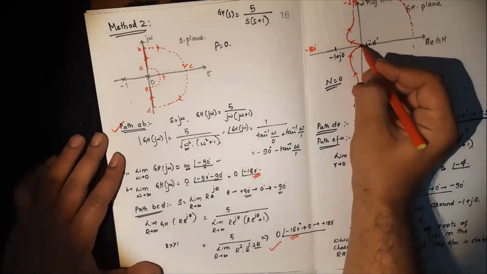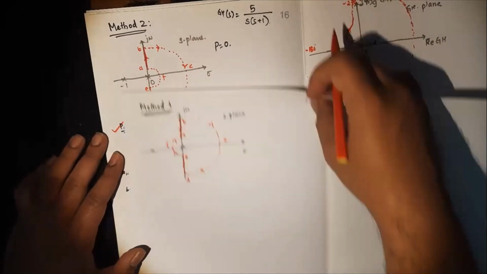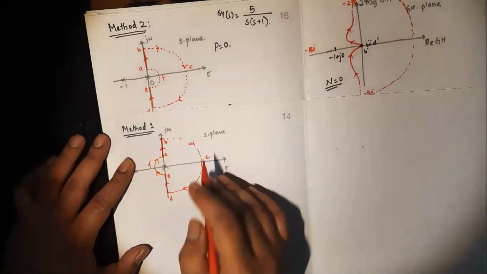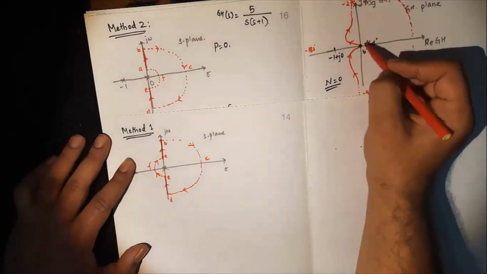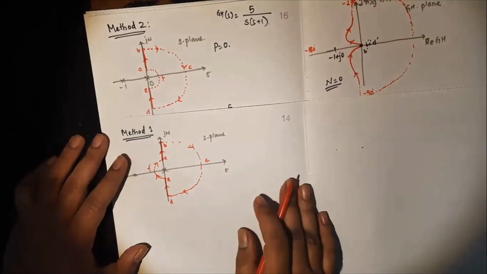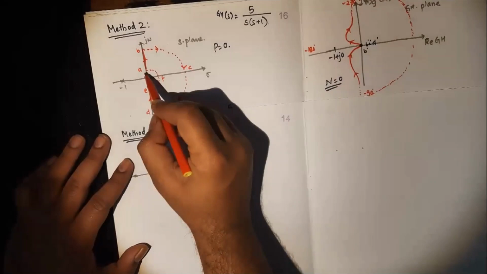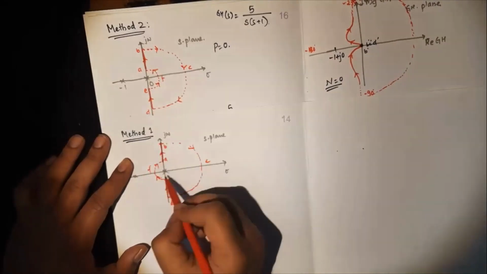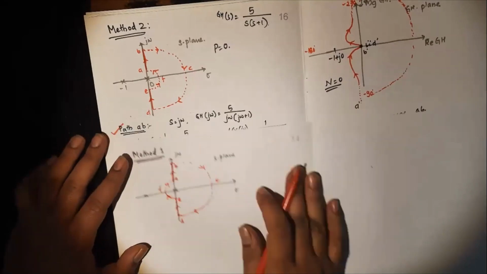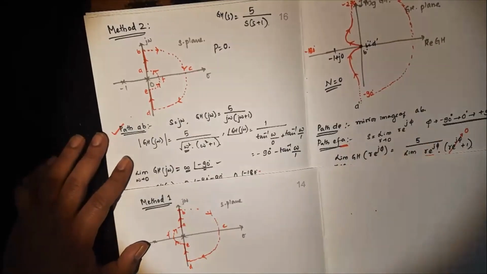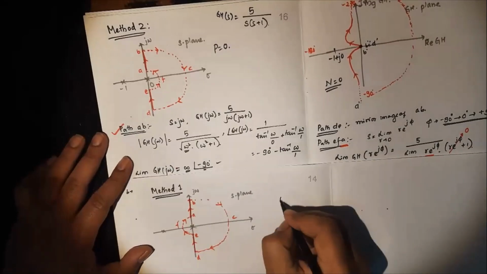So what do we get is, we get the same mapping as method 2 for path A, B, C, D, E. Only path EFA is different. Okay, only path EFA is different for method 1. So we have to write for path EFA. So let us see how to do it.